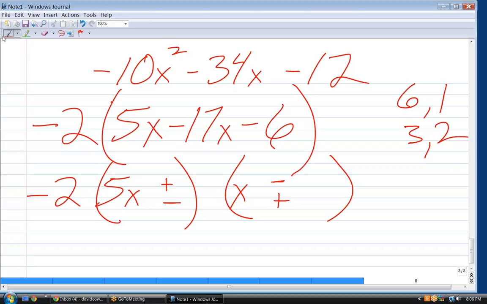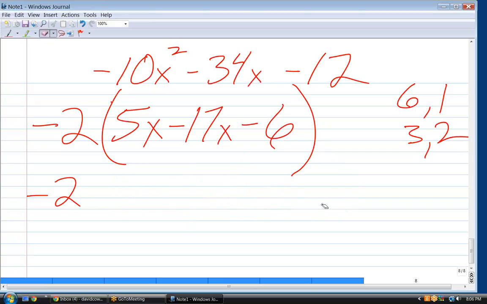Okay, so what's my alternative now? I've tried all combinations of 5x, and I've tried all combinations of 6. Is there no answer? There is an answer, but you have to use the quadratic formula. In other words, if you can't factor something, use the quadratic formula.